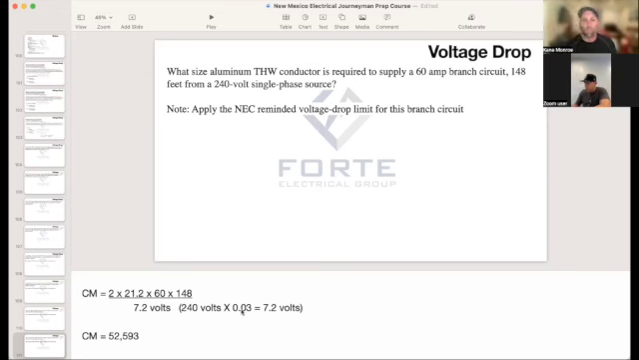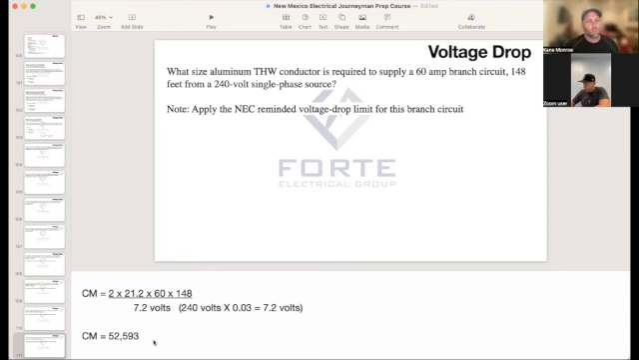So it equals 30,093. I got something different. 52,593. Oh, wait, let me see. Let's see. 2 times 21.2 times 60 times 148 equals.